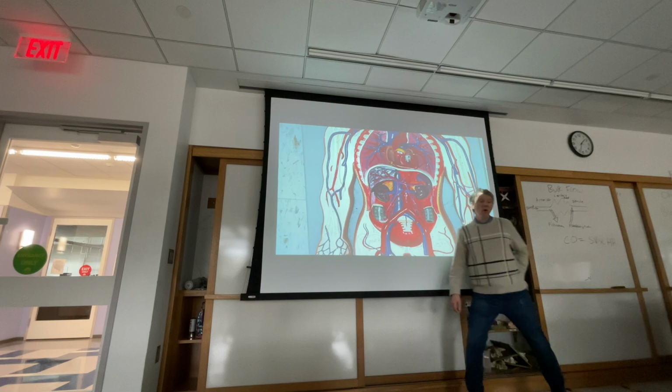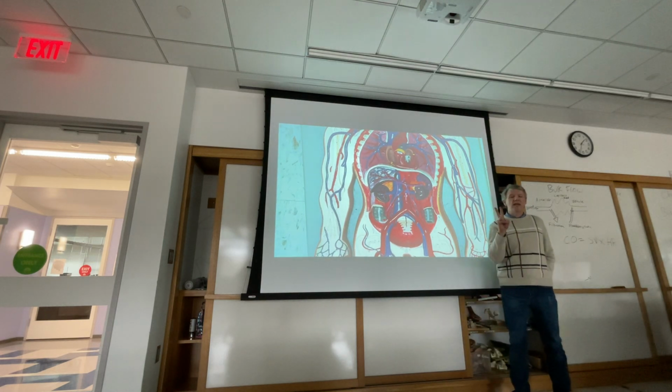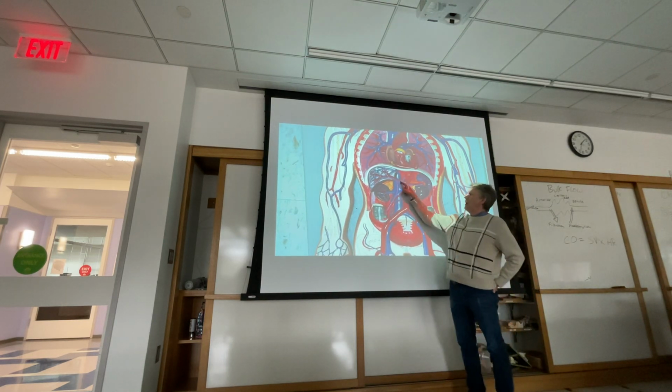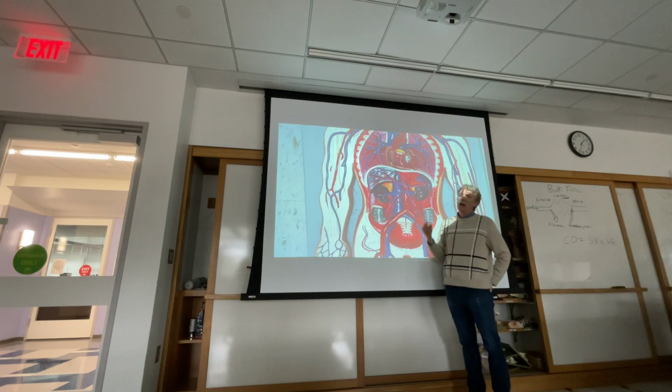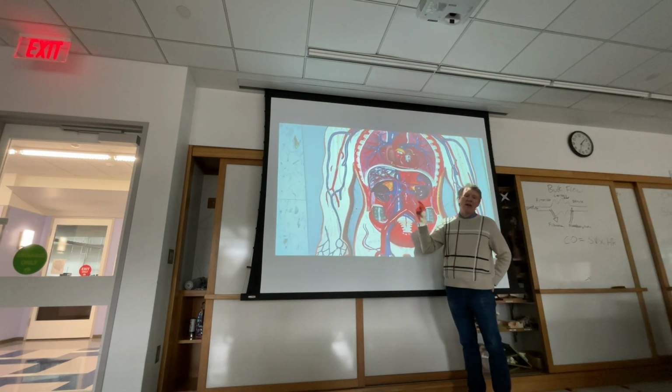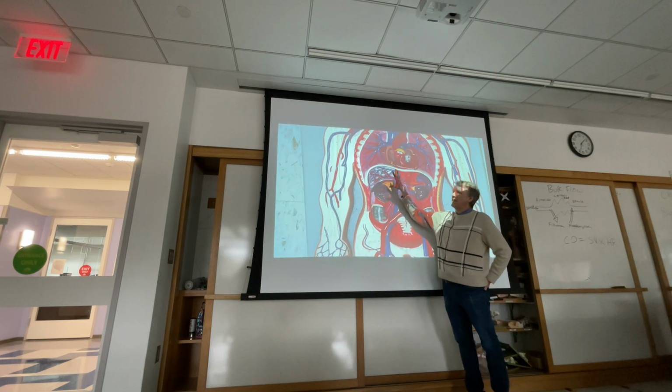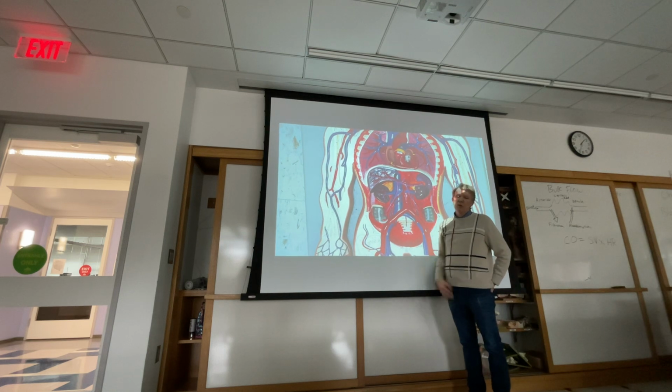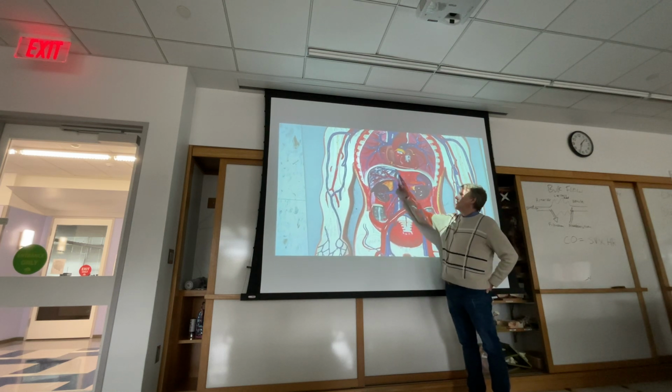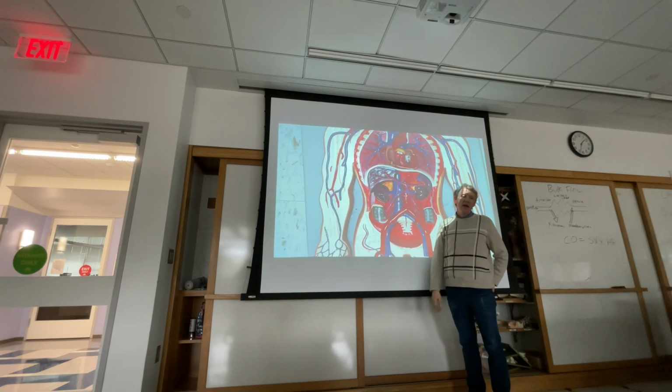So if you're keeping score on the liver, there are two ways that blood gets into the liver. One is through the hepatic artery in red, and the other is through the hepatic portal vein that's in purple. That's how blood gets into the liver. There's one way that blood gets out of the liver, and that's using the hepatic vein.